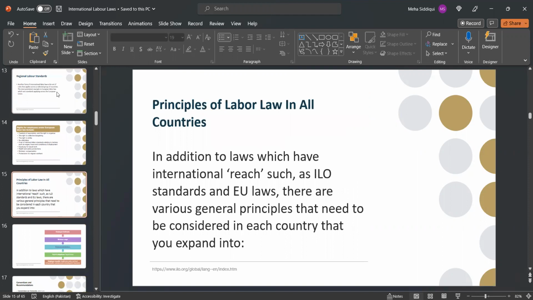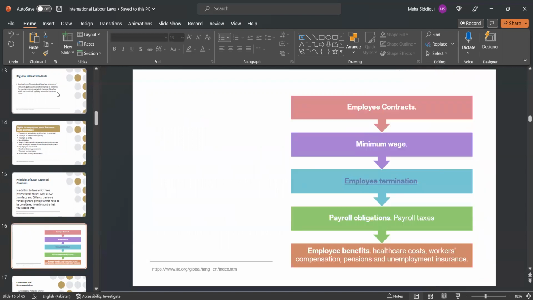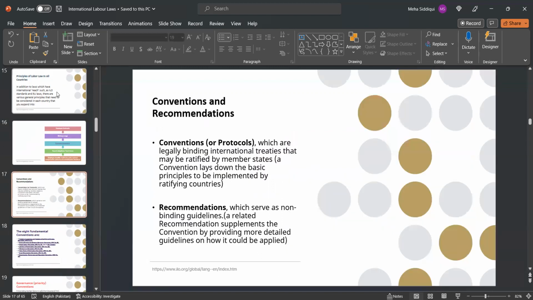Principles of labor law in all countries. In addition to laws which have international reach, such as ILO standards and European Union laws, there are various general principles that need to be considered in each country that extend into employee contracts, minimum wage, employee termination, payroll obligations, and employee benefits like healthcare costs, workers' compensation, pensions, and unemployment insurance. Next: conventions and recommendations.